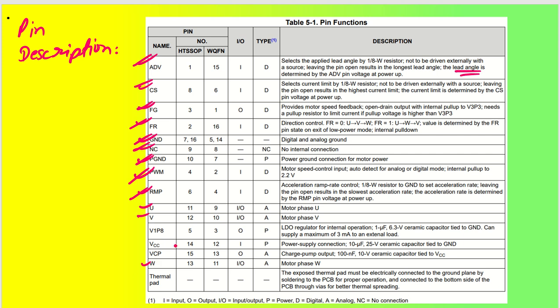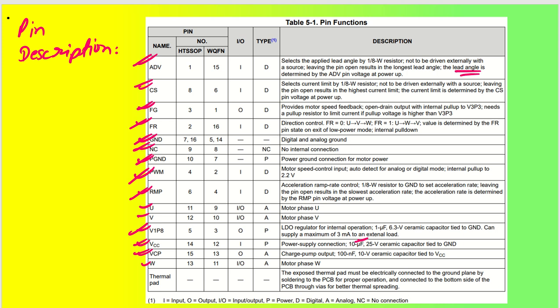And we have one LDO regulator for your internal operation, which is a 1.8 volt regulator, and it must not be loaded externally more than 3 milliamperes. We will just be using it for a standalone purpose, so that we do not load this. At the same time we have the VCC pin, which is the power supply connection. You need a minimum 10 microfarad capacitor at this, but we will be using a little bit higher. And we have the charge pump, which requires 100 nanofarad of capacitance. So this is the complete pin description of this particular IC.